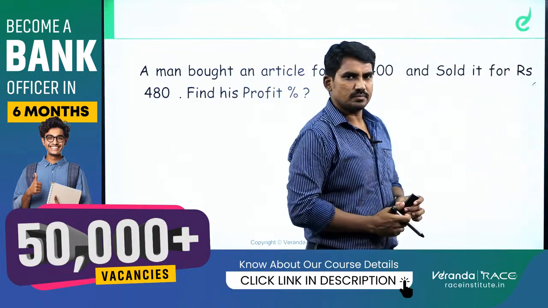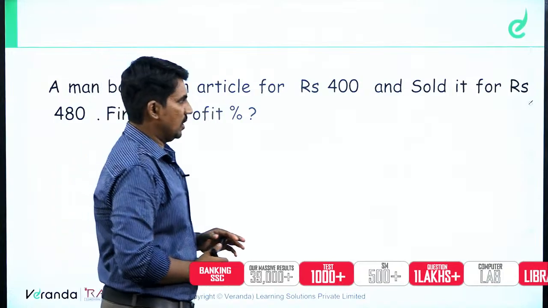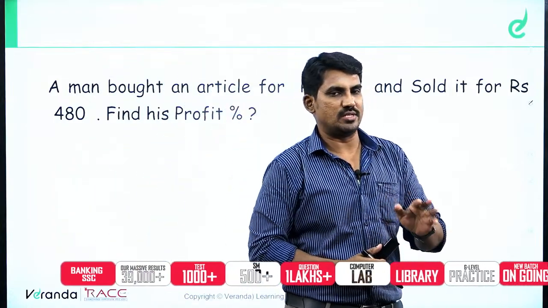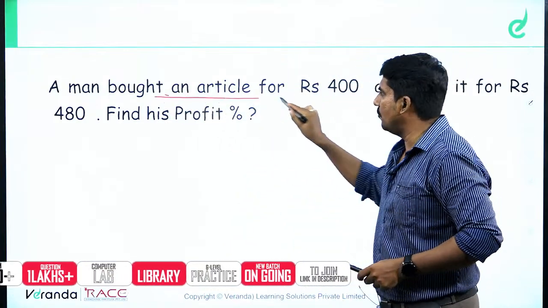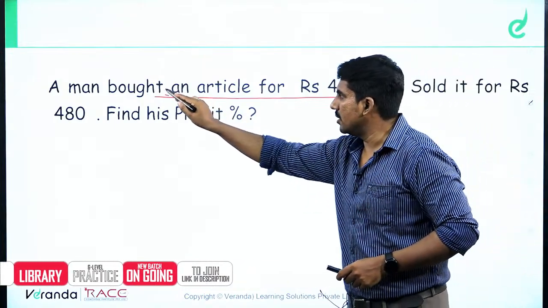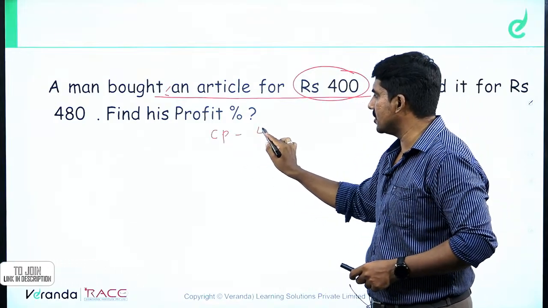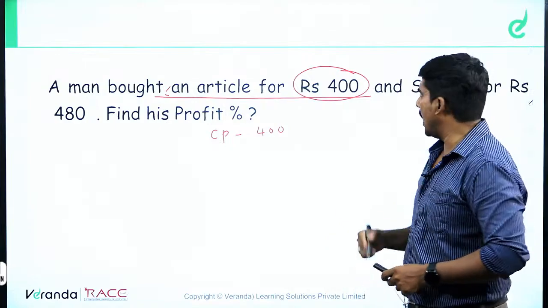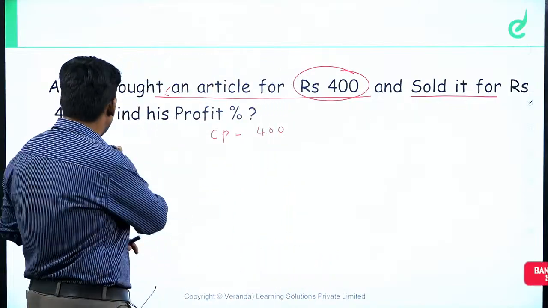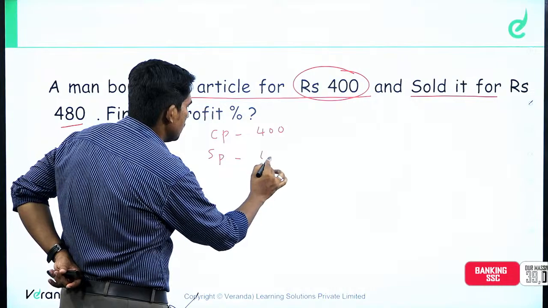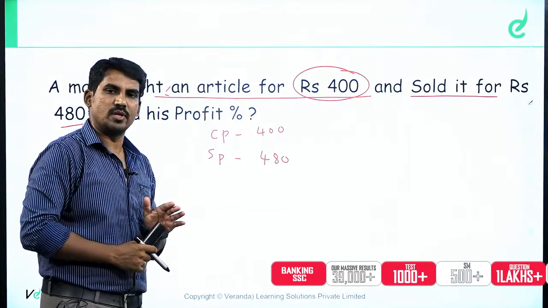Now see this question. A man bought an article for rupees 400 and sold it for rupees 480. Find his profit percentage. Okay. A man bought an article for rupees 400. Bought, therefore this 400 is the CP, the cost price, 400 rupees. And he sold it for, meaning the selling price, rupees 480. Therefore, selling price is 480. Now, I have just taken the data from the question, to understand, right?